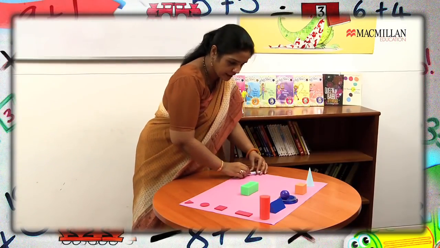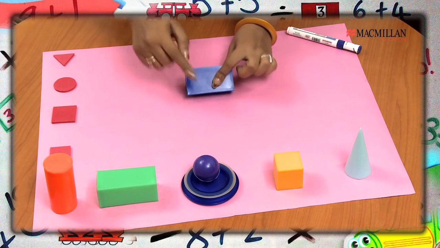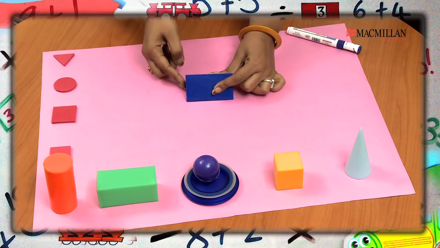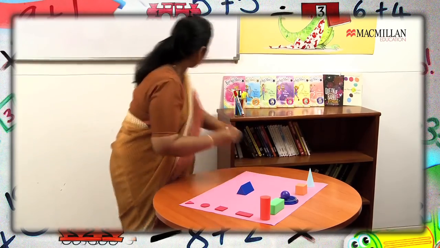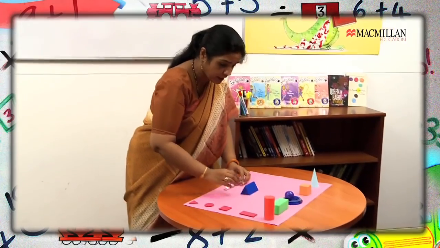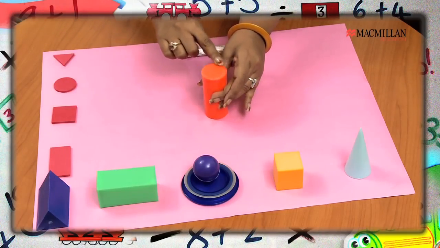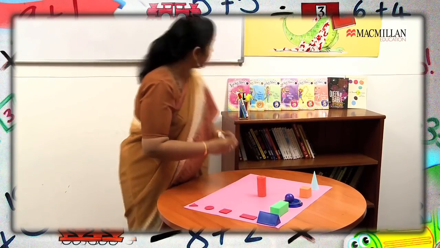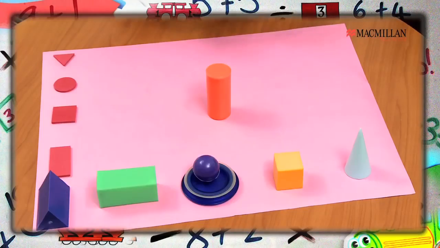Okay, next we will check this prism here. So how many edges? 1, 2, 3, 4, 5, 6, 7, 8 and 9. So a prism has 9 edges. Let's check cylinder now. Cylinder has a curved edge, one edge here and one edge here. So cylinder has 2 edges, but of course please remember that they are curved edges.